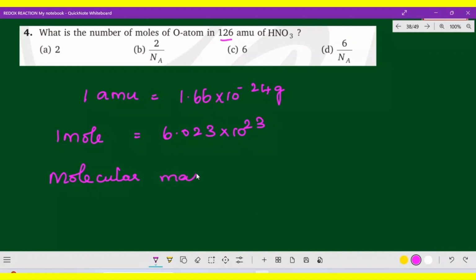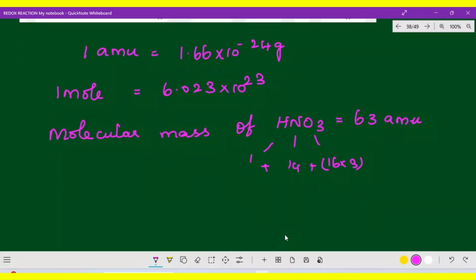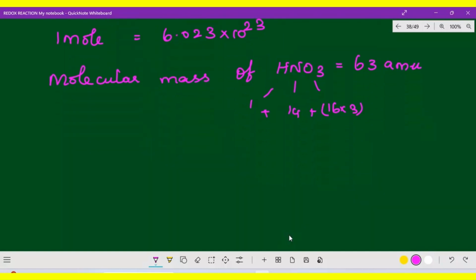Molecular mass of HNO3. How much is it? Hydrogen 1, nitrogen 14, oxygen 16 into 3. All you have to do is add. So what will you get? 63 AMU, because everything is mentioned in AMU. So we mention it that way, AMU. Gram per mole also you can mention. In the question, the answer is given in AMU, so we can go that way also.